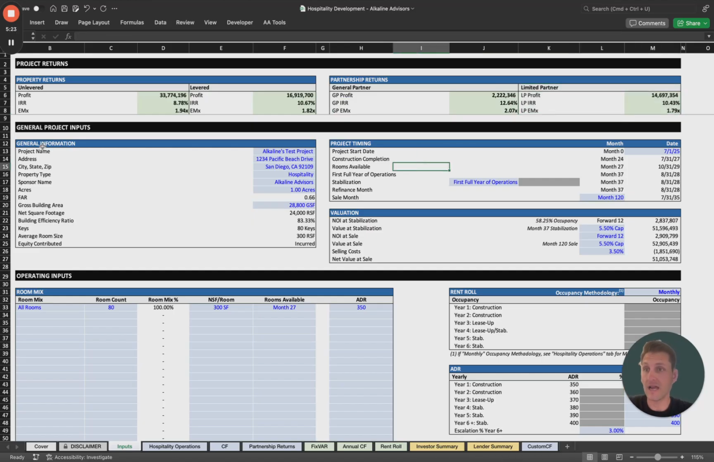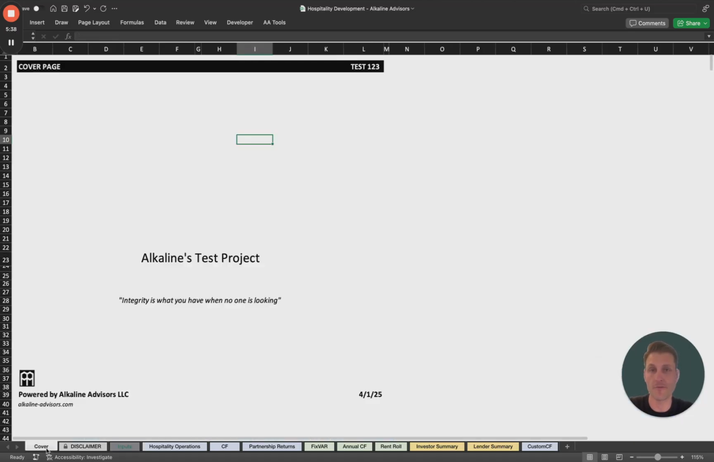On the left-hand side, you'll see we have the general project inputs. These black bars are going to segment out the different categories of the inputs. Underneath, we have general information. You could see sponsor name, if we update to test 1, 2, 3, and go back to the cover page, test 1, 2, 3 has now been updated accordingly.